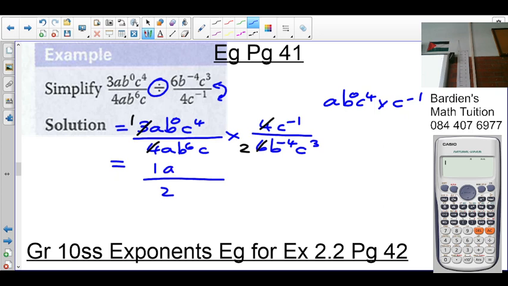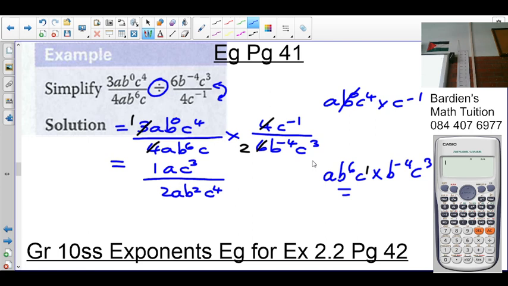a, b to the 0, which is 1, yes? And c cubed. You all agree with that? Just multiply the bottom out. So it's a, b, 6c times b to the negative 4, c cubed. So multiply this out, what do I get? a, b to the exponent 2, c to the 4. This was a 1 there. Okay, you all agree with that?